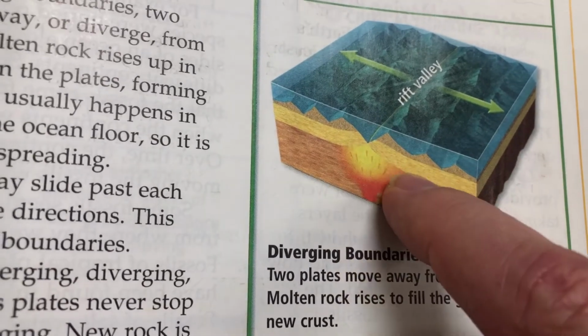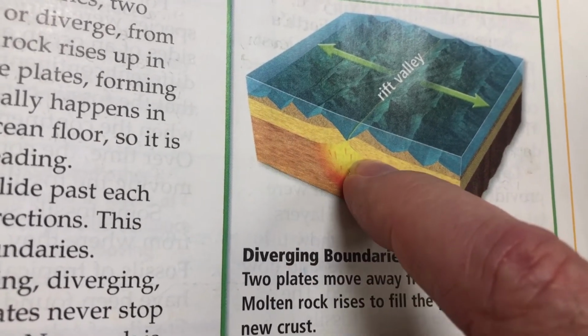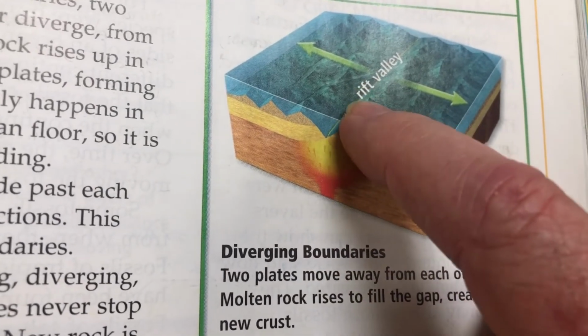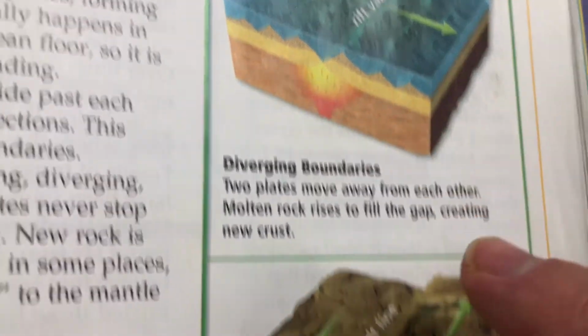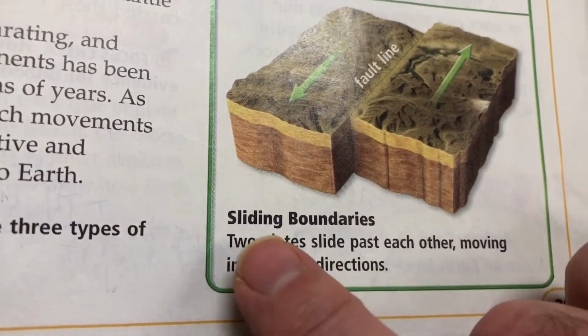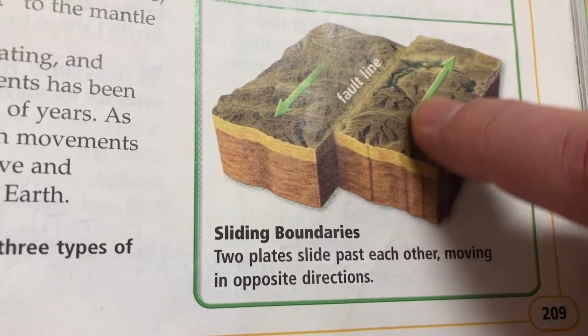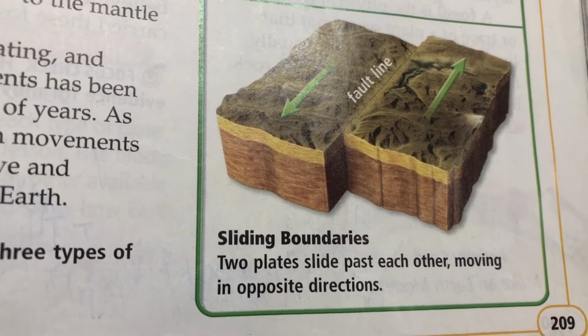So here is a perfect opportunity for that molten rock from the mantle to come up. Remember, the scientists were seeing that in the ocean floors? Okay. And then the last type is a sliding boundary, where two plates slide past each other, moving in opposite directions.